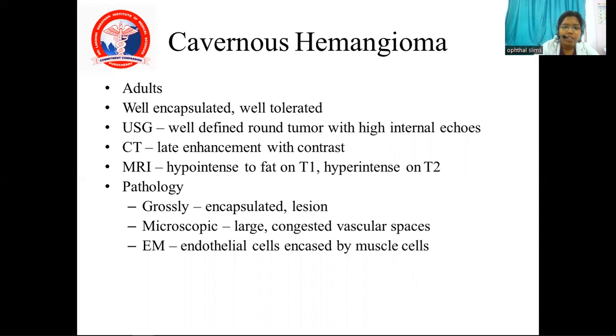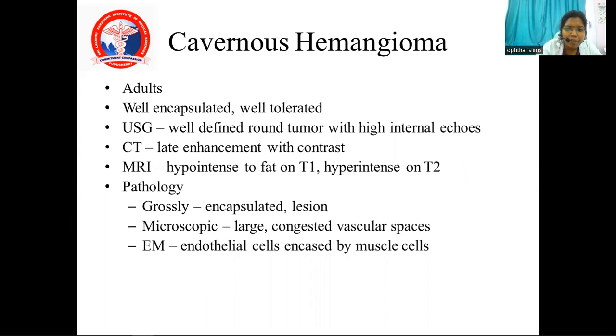Cavernous hemangioma. It is common in adults. It is a well encapsulated, well tolerated mass. The ultrasound will show a well defined round tumor with high internal echoes. The CT scan will show late enhancement with contrast. MRI will be hypo-intense to fat on T1 and hyper-intense on T2. The pathology will show a grossly encapsulated lesion.